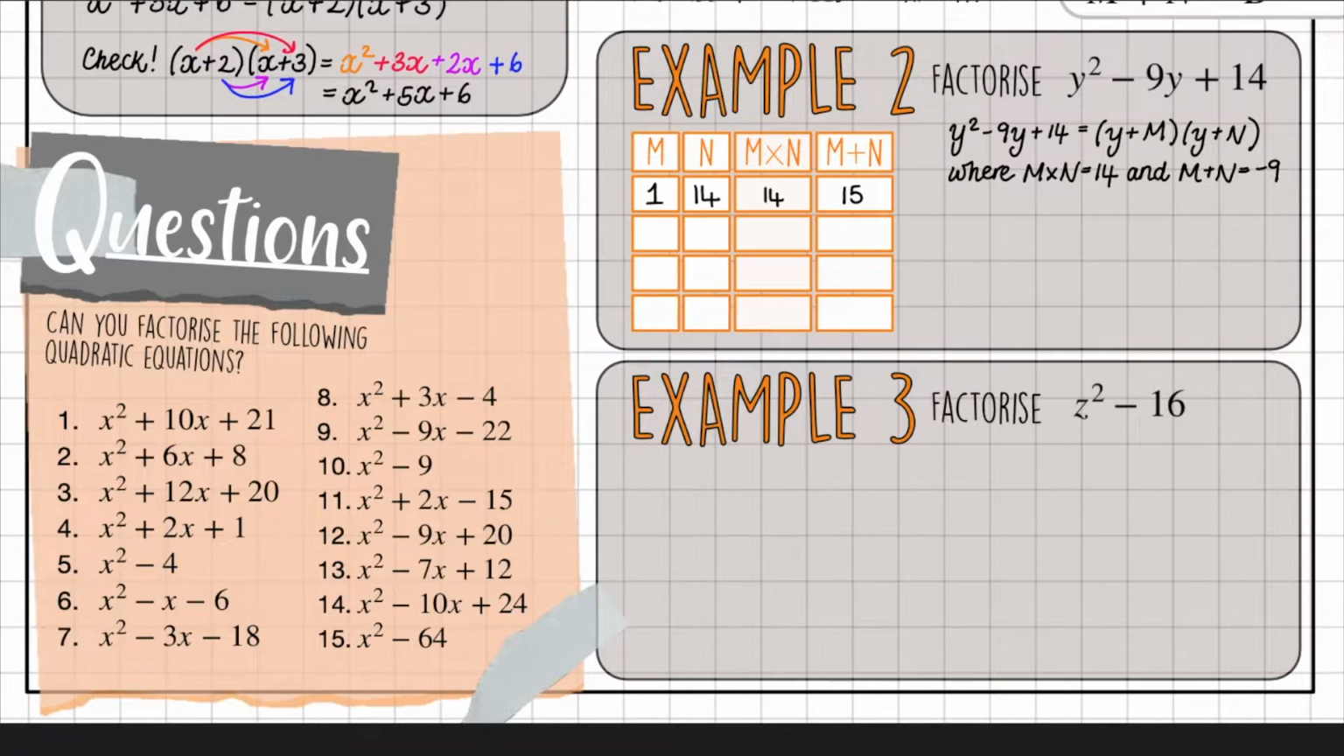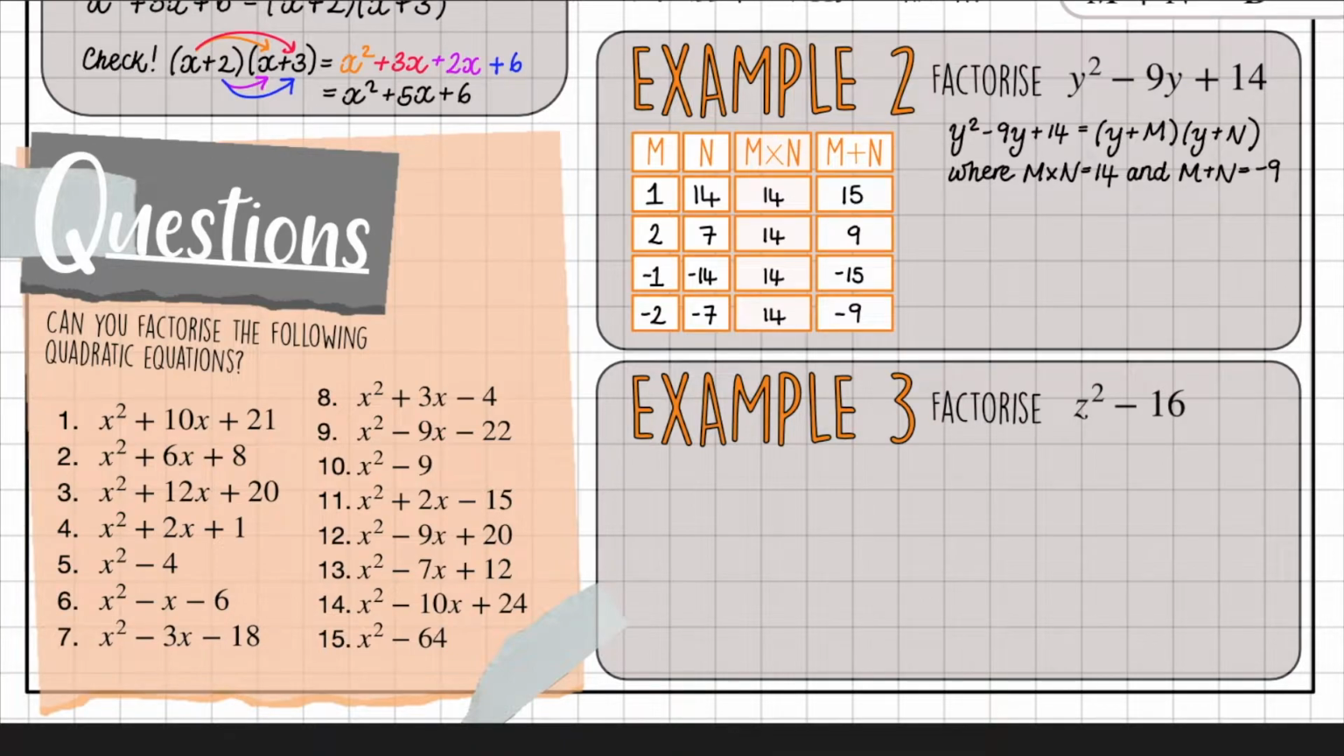So scenario 1, m is 1, n is 14, so m times n is 14, but m plus n is 15. Therefore, this scenario doesn't work. Second scenario, m is 2, n is 7, so m times n is 14, and m plus n is 9. Now we need m plus n to equal minus 9, so this scenario doesn't work either. Third scenario, m is minus 1, n is minus 14. Here, m times n is 14, because a minus times a minus gives a positive, and m plus n is equal to minus 15. Still, this scenario doesn't work.